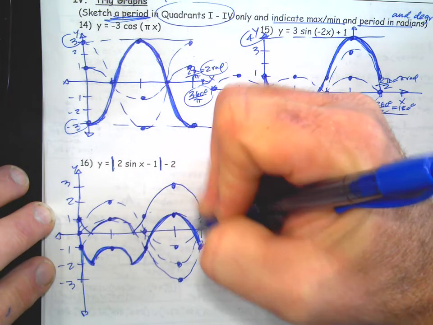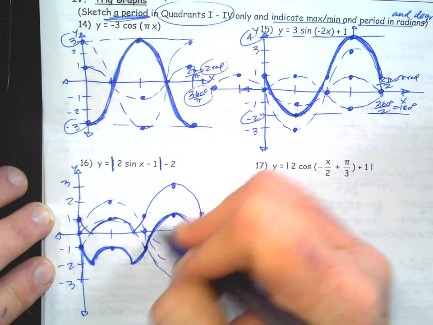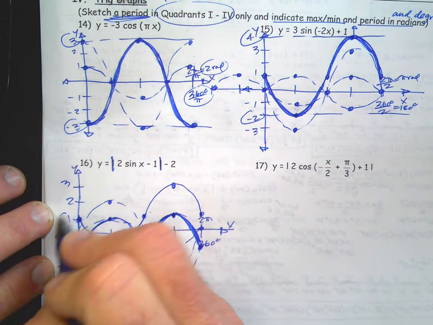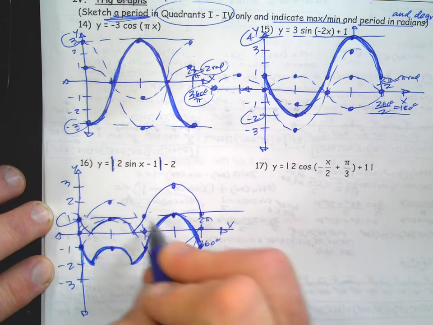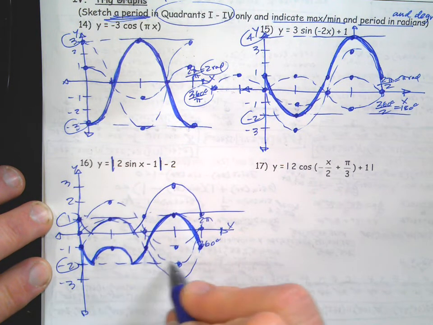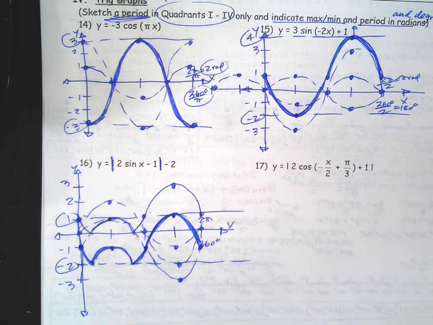So absolute values usually create some really sharp corners. So our max is at 1 and our min is at negative 2. Okay, that's it. That's what I'm looking for. All right, next one.